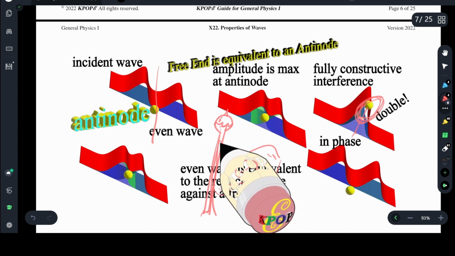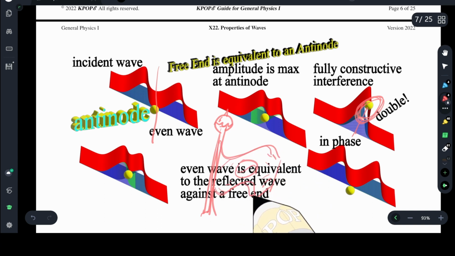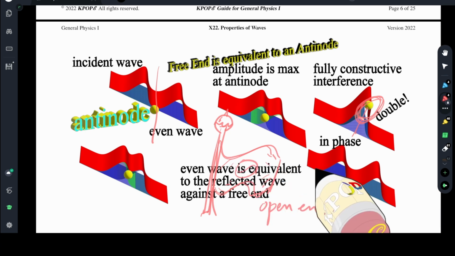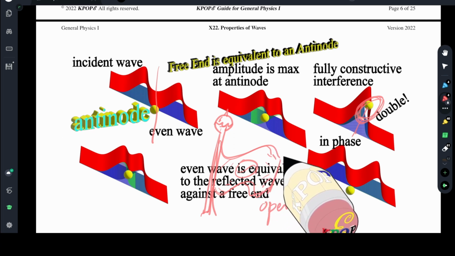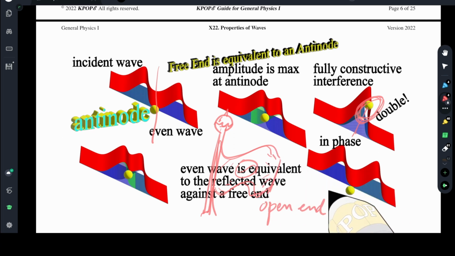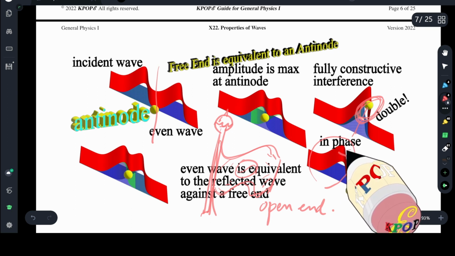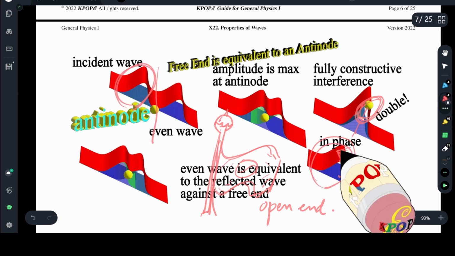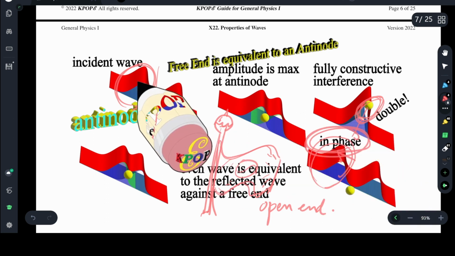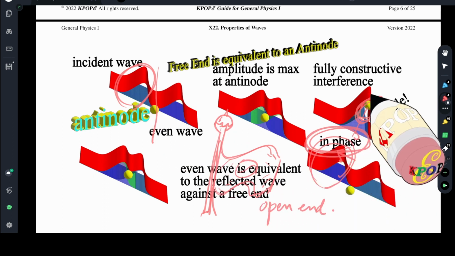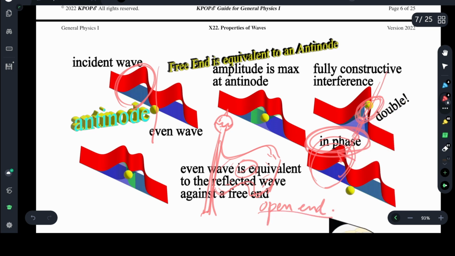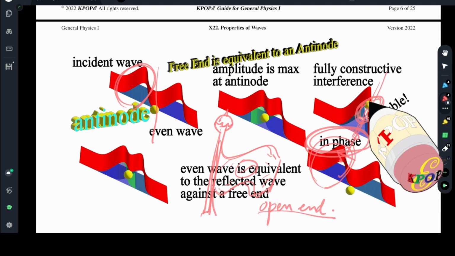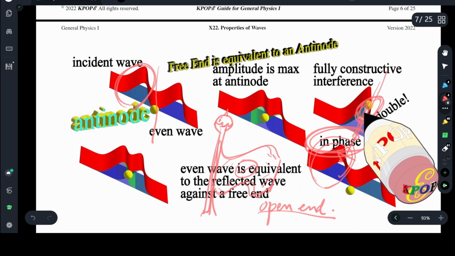You can see this oscillation, but at the open end, a wave reflects, and it reflects in phase. So after the collision, the reflected wave has the same form. It is in phase, but at the open end, the oscillation is maximized.